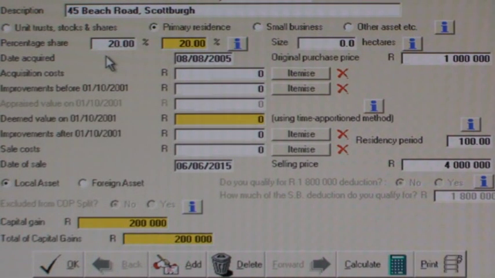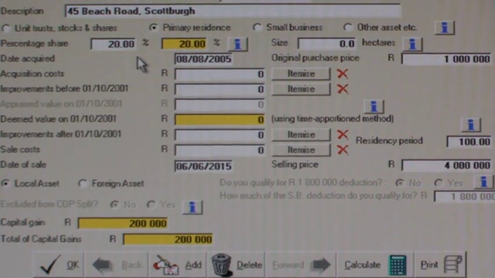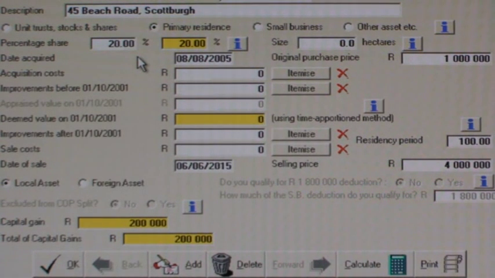Here you can see I've changed the percentage share to 20%. What happens when they sell the house one day? Who gets what share of the 2 million rand primary residence exclusion, and who pays what share of the capital gain? Well, the law says that each person who has a financial share in the asset shares in the 2 million rand primary residence exclusion and shares in the gain for capital gains tax. This means that each partner winds up with a 20% share in the 1 million rand profit.